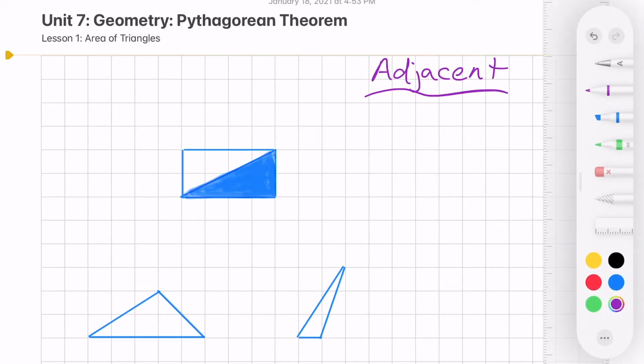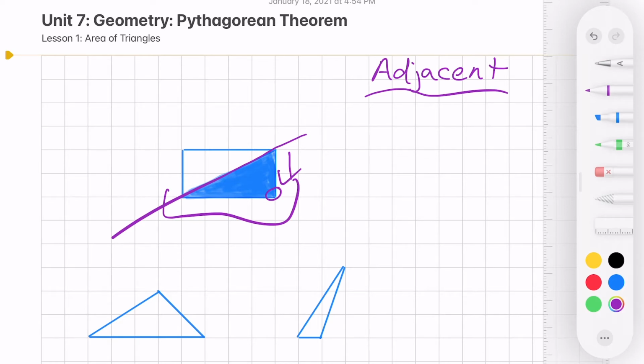Okay, welcome back. We're in Unit 7 and we're looking at geometry. So, we are going to start by looking at areas of triangles. And this first triangle that I have right here, if I just look at this one side on this side, that is a right angle triangle. And I know this because these two lines form together to make a right angle triangle.